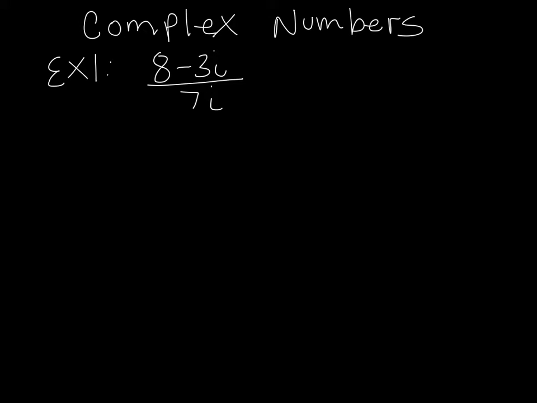Okay, so today we're going to look at complex numbers, and we're going to simplify them into the form of a plus bi. So when you have a problem like the one you see here, (8 minus 3i) all over 7i, what we want to do here is clear the denominator, okay? We want to rationalize that. So how do we do that? Well, we're going to just multiply both the top and bottom by 7i.